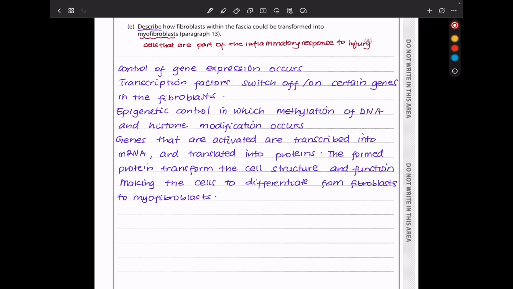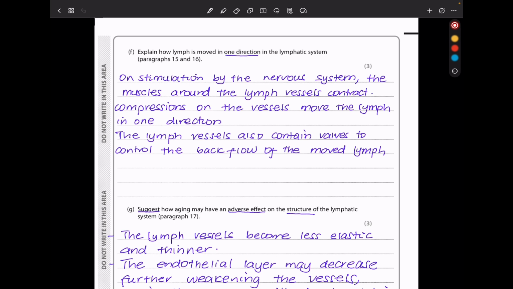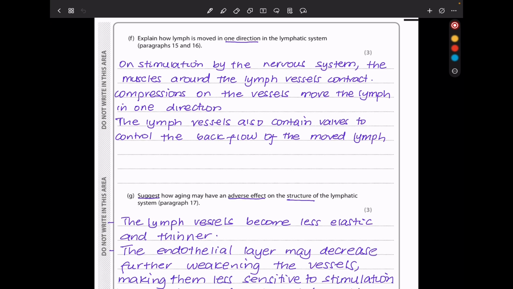In part F, explain how lymph is moved in one direction in the lymphatic system. The lymphatic system contains lymph fluid, and it has some valves. There are also some muscles around the vessels, so the muscles are going to contract, and then the fluid is going to move from one section to the next, and the valves are going to prevent the backflow of the fluid. So I said on stimulation by the nervous system, the muscles around the lymph vessels contract. Compressions on the vessels move the lymph in one direction. The lymph vessels also contain valves to control the backflow of the moved lymph.